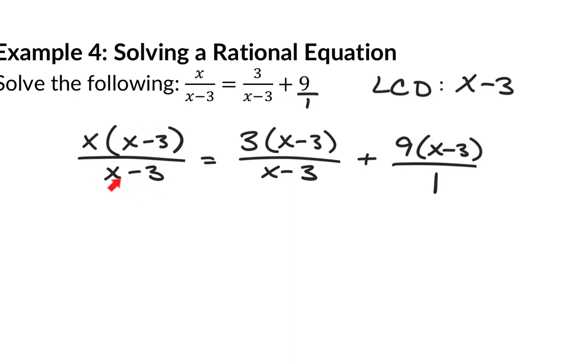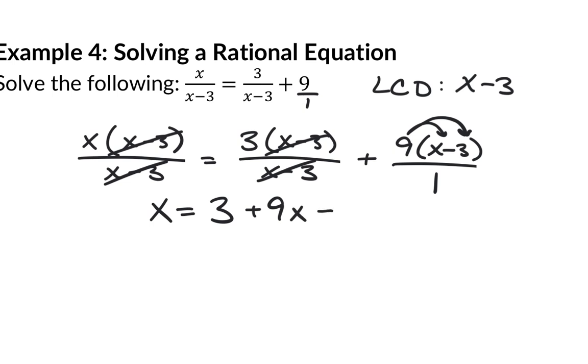What happens here? Oh, they cancel. We don't even need to distribute because look, these cancel out. What happens in the second fraction? They cancel out. What should I do in the third fraction? Yeah, this is where your distribution is going to come in. Because it's over 1, so like, bleh. This means we end up with x is equal to 3 plus 9x minus 27.